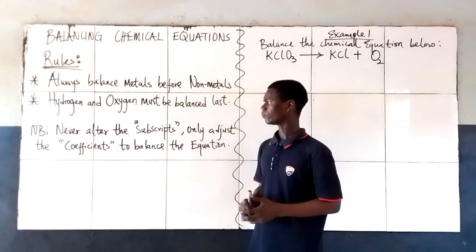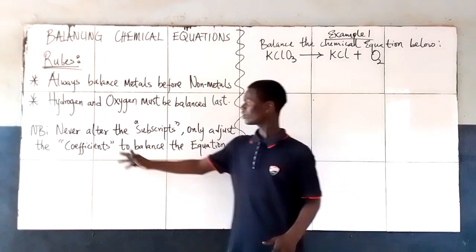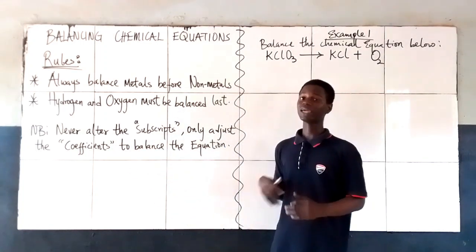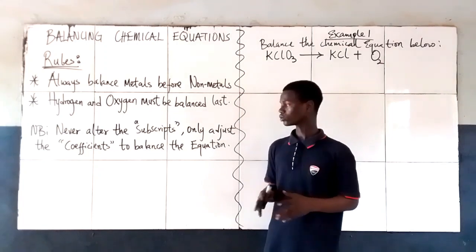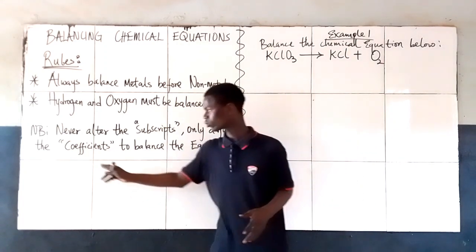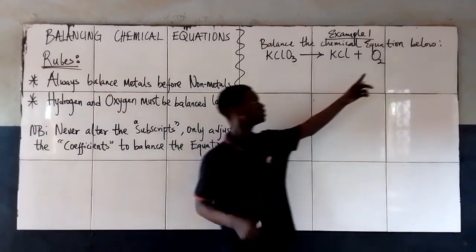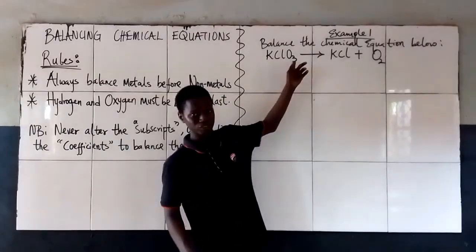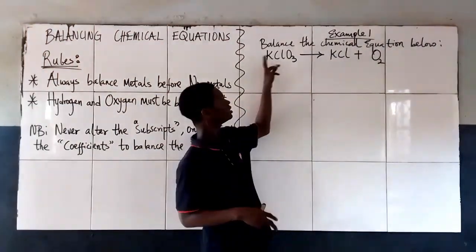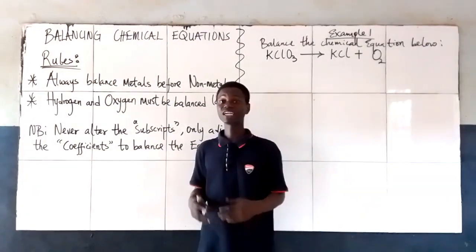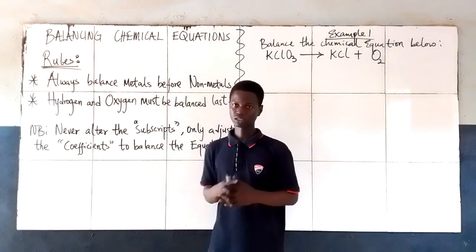Alright? Good. Now, another important point you must have at the back of your mind. Never alter the subscript in any of the chemical constituents that was given. Okay? Only adjust the coefficient. Now, the subscripts are the small numbers like 3, 2 that are attached to the atoms of the elements in the compound. Don't alter them. Only the numbers in front of the compound, which are the coefficients, are what you should alter in order to balance the equation.